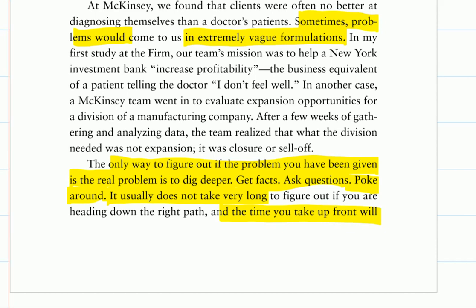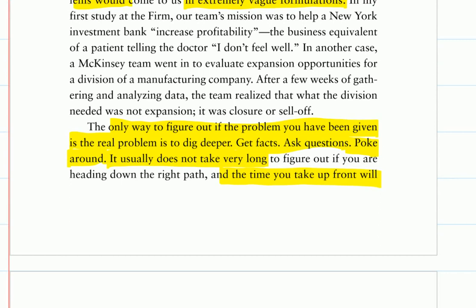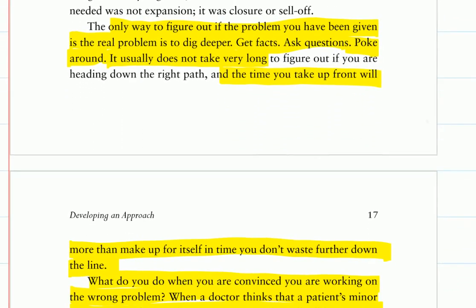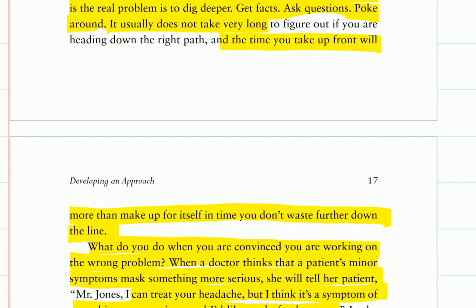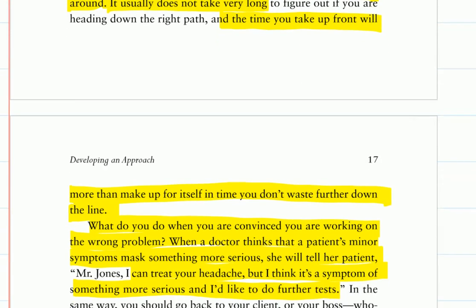And he also says that it doesn't usually take a long time to figure out whether the problem is the right problem. But he also says that if you do not do this exercise, then eventually later on you will spend much more time than the time you are investing right now. So he says the time you take up front will more than make up for itself in time you don't waste further down the line.